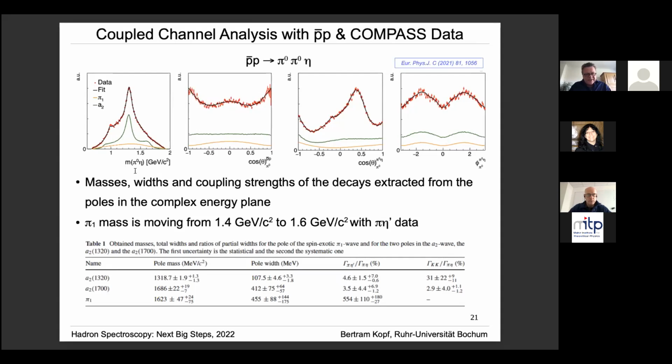We could also then extract the masses and the widths and also the coupling strengths of the pi1 wave. And in this analysis, we are also taking into account this pi eta prime channel with the COMPASS data. And the thing is that then the pi1 mass is moving from 1.4 GeV to 1.6 GeV. And this is then what we obtained, a pole position at 1.6 GeV with a width of around 400 MeV.